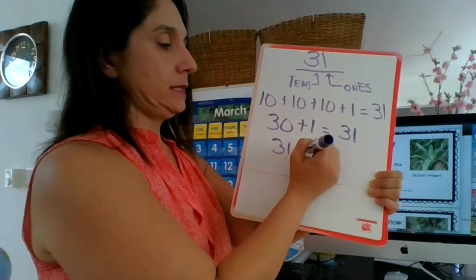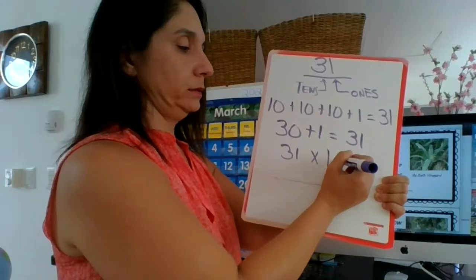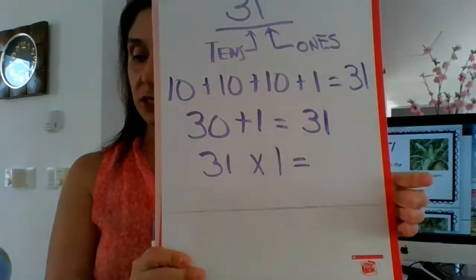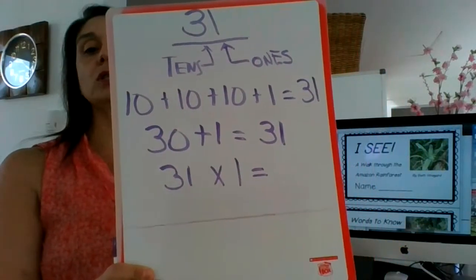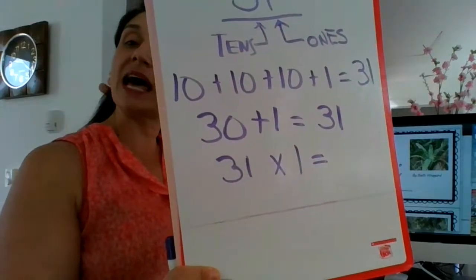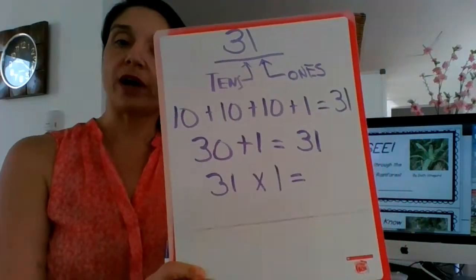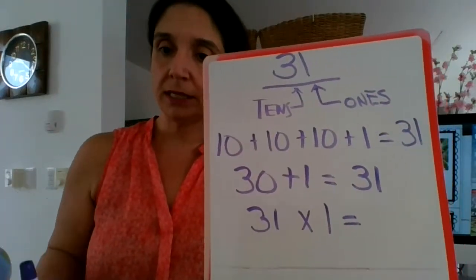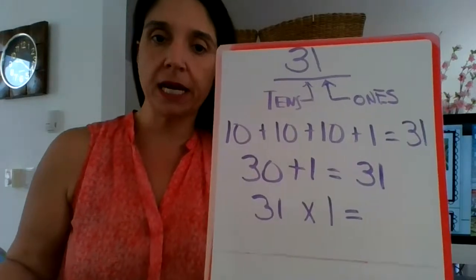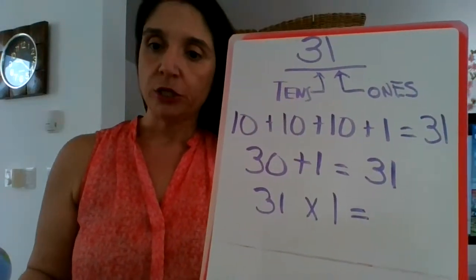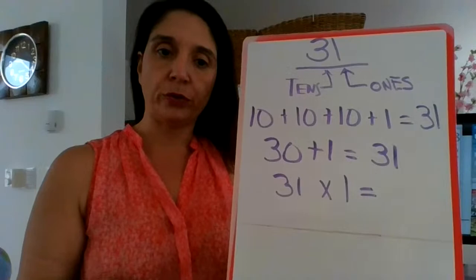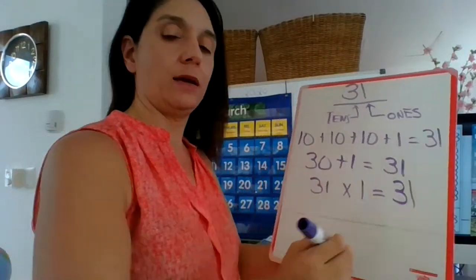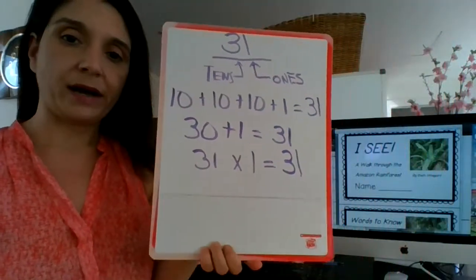31 times 1? That one. Because remember, when you multiply, any number multiplied by 1 is that number, right? So if I have 31 times 1, it's 31. If I have 100 times 1, it's 100. If I have 50 times 1, it's 50. So we can do 31 times 1, and it is 31. Ooh.